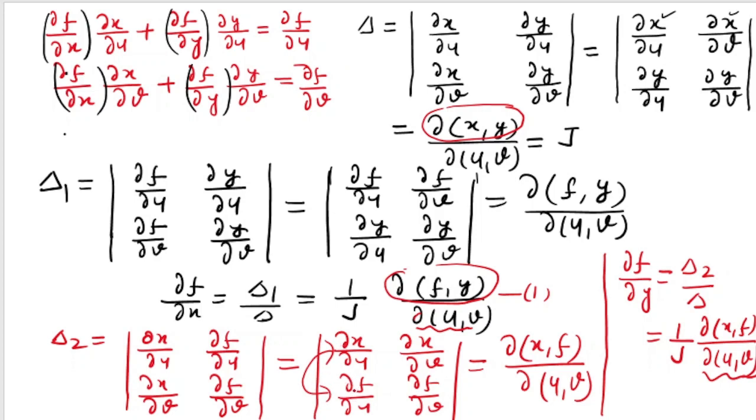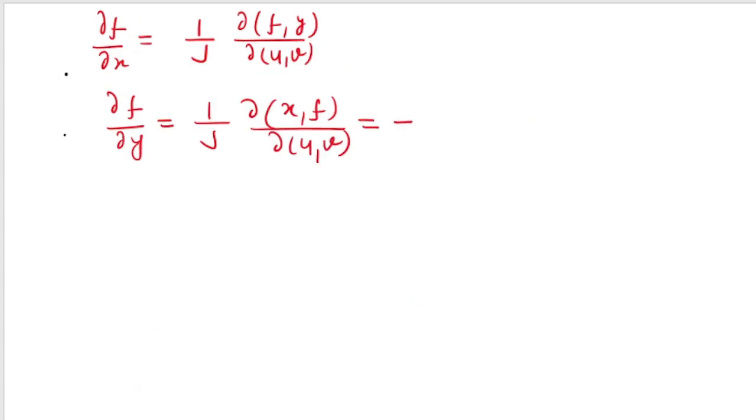But if you change this row, the first row will become del f by del u and del f by del v, and the second row will become del x by del u and del x by del v. So this expression will become del of f x by del of u v. So basically, what I can write is 1 by minus J del of f x by del of u v. I hope you have understood it.